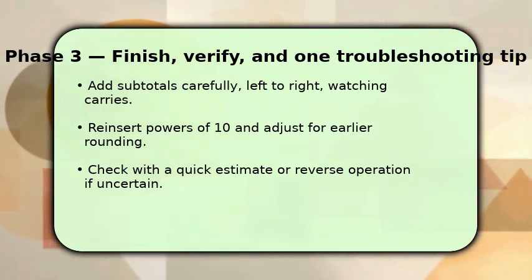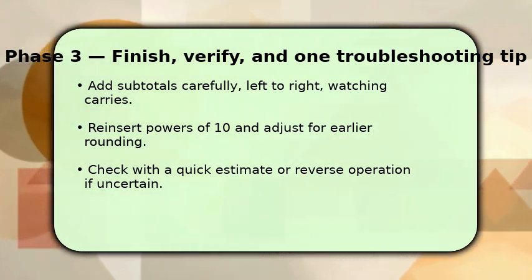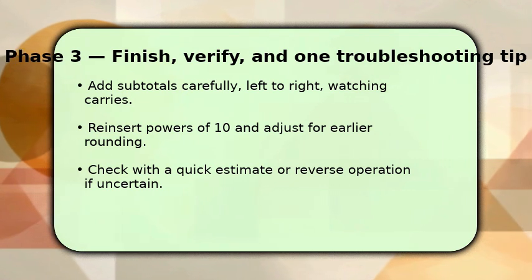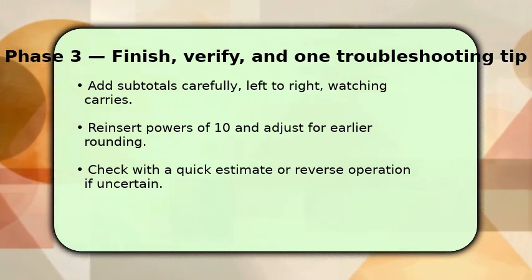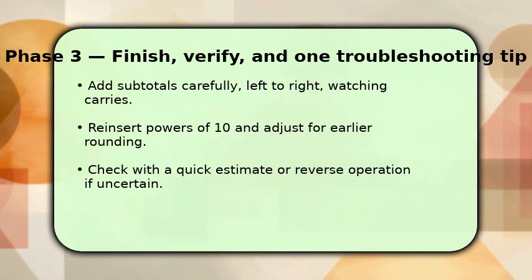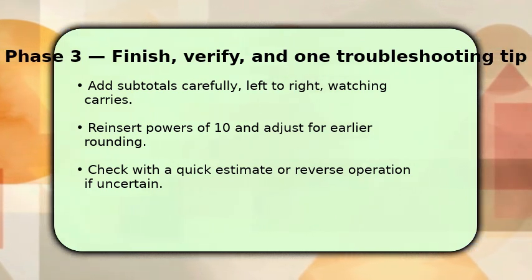Work left to right when adding to control carries. Pause after major sums and state the result to yourself. Once combined, correct for any rounding tweaks you made in the beginning, add or subtract those adjustment products.